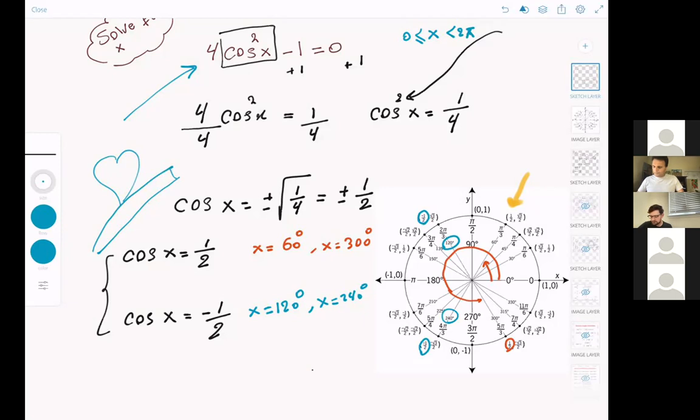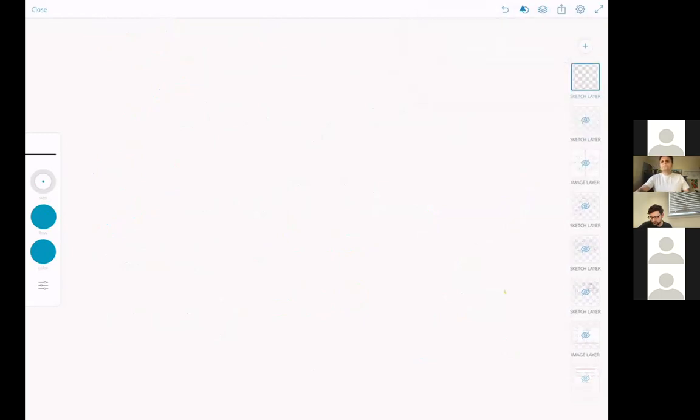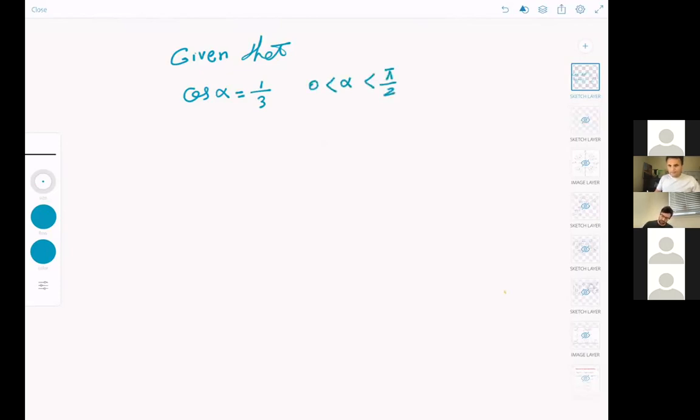Good solving. Given that cosine of alpha equal to 1/3, alpha is between 0 and pi half, determine the exact value of cosine of alpha over 2.